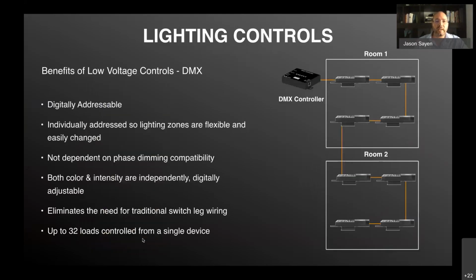And so with DMX, again, this is an industry protocol where things are digitally addressed. So it gives you a real high visibility of the light fixture and the ability to control it. You're able to address zones differently, and it makes it more flexible because through very simple programming, you can group different rooms together. And we can digitally control the color and the intensity of the fixture. That allows us to get this accurate rendering that we talked about. It eliminates the need for traditional switch-like wiring. So literally, DMX lights can be daisy chained together to be controlled off of a single wire.